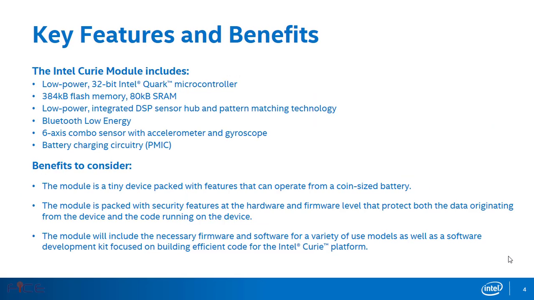So we have already discussed the key features of Intel Curie module, which enables endless opportunities for innovators and developers. Some of the additional features of Intel Curie module are shown in the slide. It is a tiny device that can operate from a coin-sized battery. There is also a pattern matching engine which is capable of learning and recognizing patterns in arbitrary sets of data. Intel Curie is also packed with security features at hardware and firmware level that will help to protect the data and code running on the system.